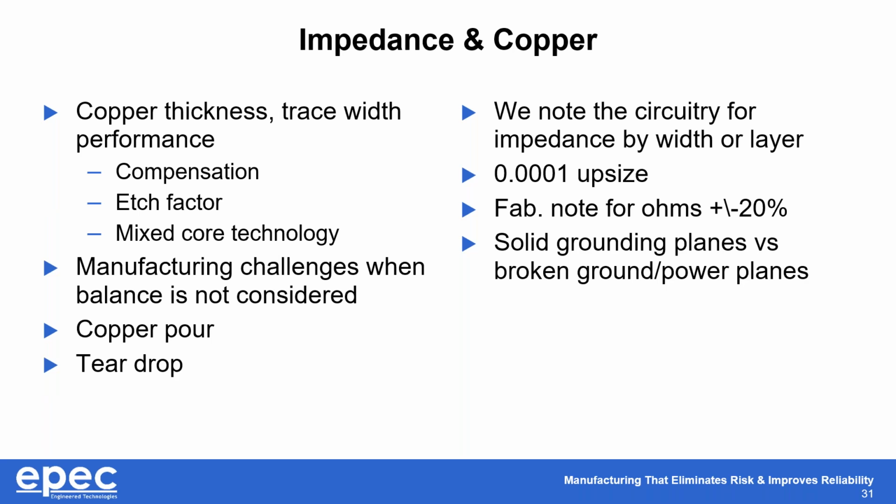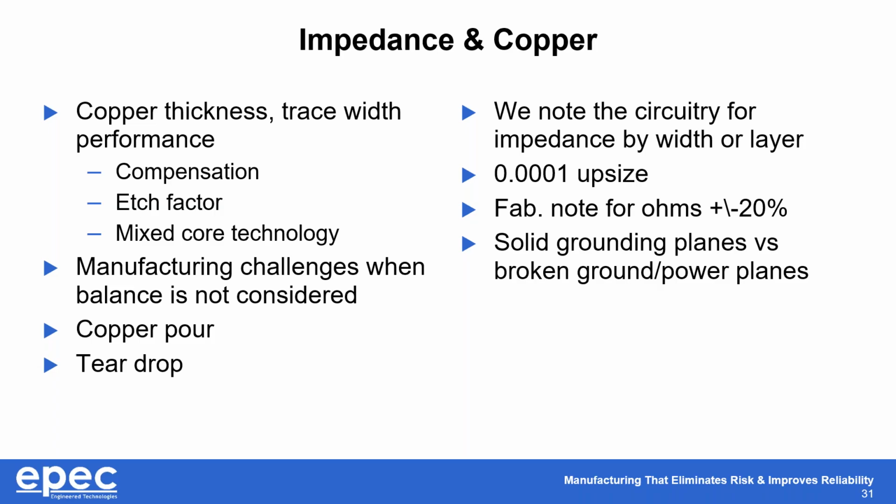So impedance in copper, as I said, depends on copper thickness, trace width, performance, as well as the length of that trace. Allowing for some compensation during production only helps us to build a better board. So when you're bundling circuits together, even if it's just a pair of traces, and you have those up against each other and there's copper or holes left or right, it doesn't leave us much room to add compensation to the trace so that we can then have an etch factor to meet mixed core technology.